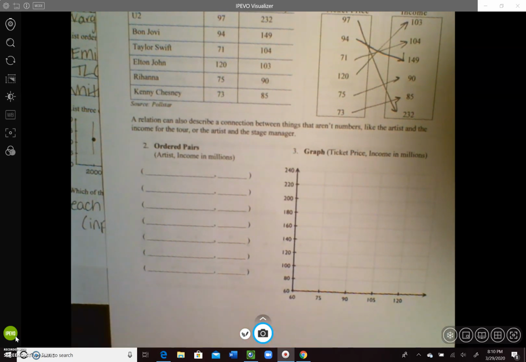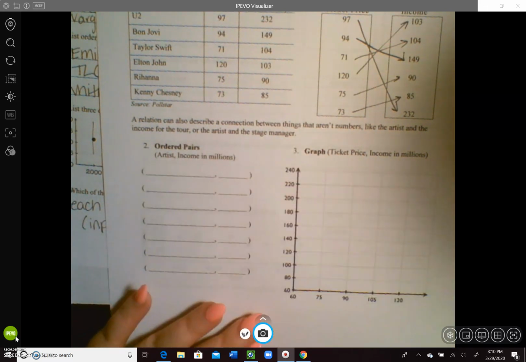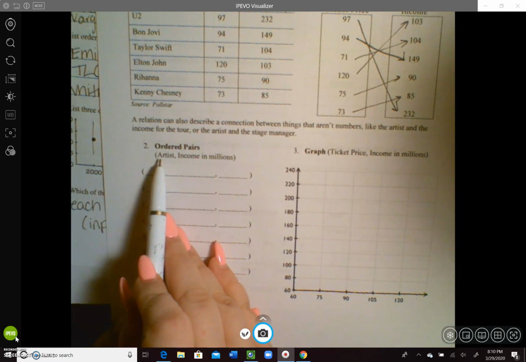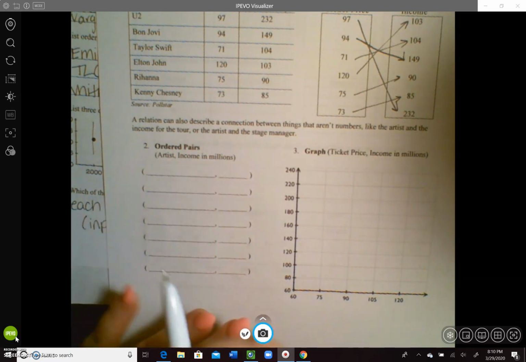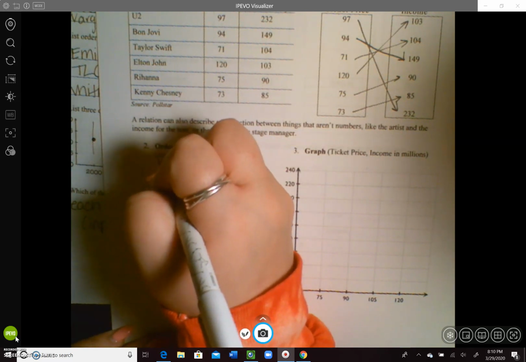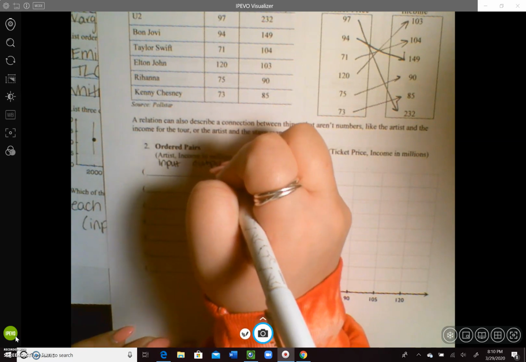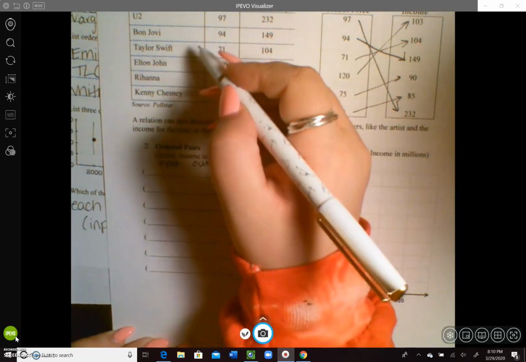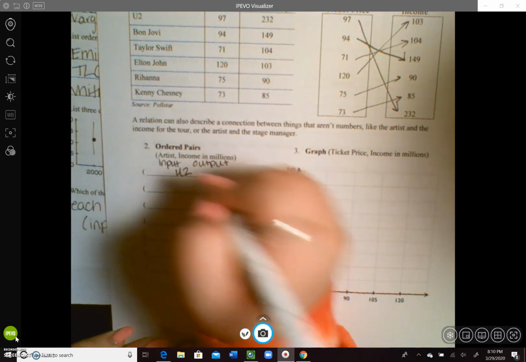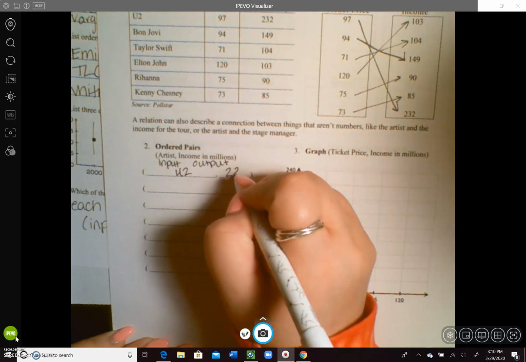Ordered pairs. We've got x, y ordered pairs, which is where we usually see them. When talking about relations, our input is always the x and our output is always the y. In this case, artist is going to be our input and income in millions is going to be our output. Input, output, x, y. Our first input is U2, a really awesome rock band. Income in millions is 232.